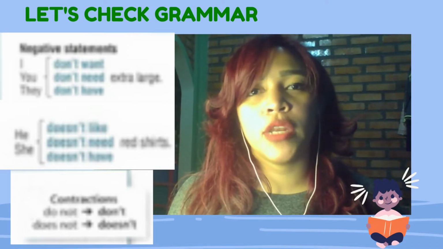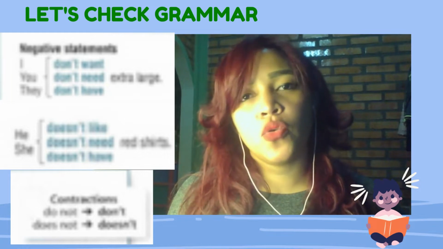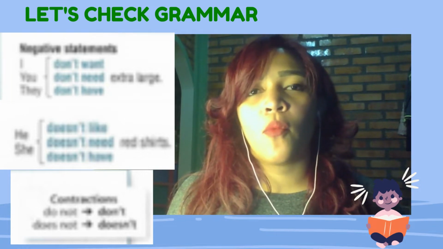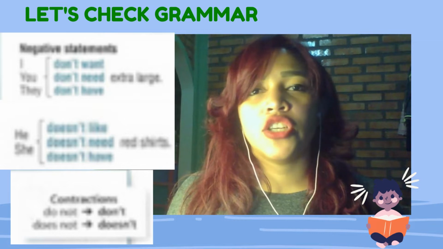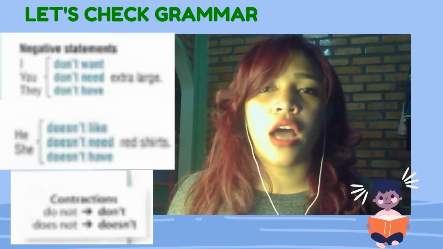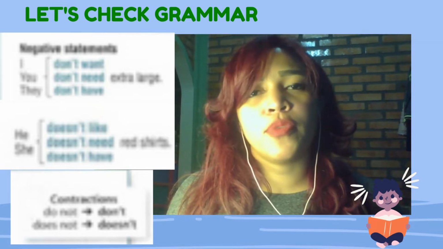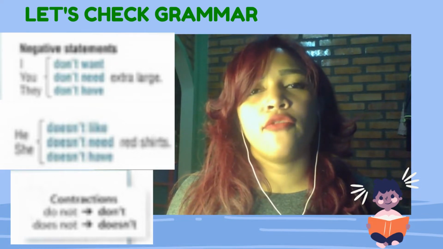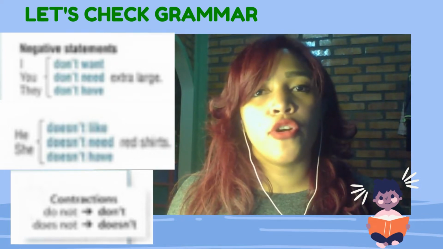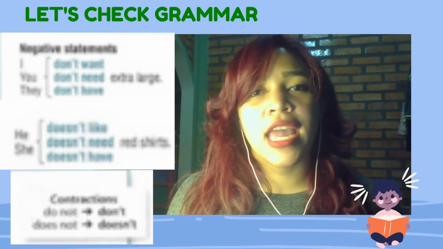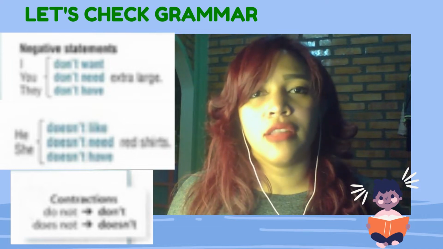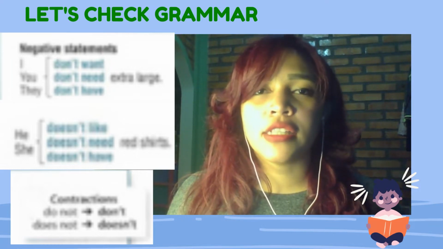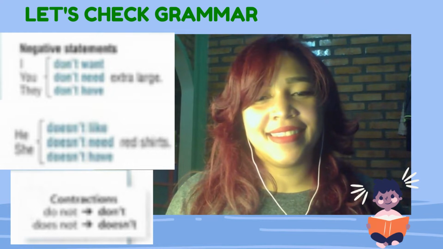For negative statements, we need to use the auxiliaries do and does. So we use, for example, you do not or you don't need extra large. She doesn't or she does not need a skirt. For third person, we use does, and for the rest, we use do. Third person is he, she, and it, and you decide whether you want to use the contraction or not. Contractions are doesn't and don't.